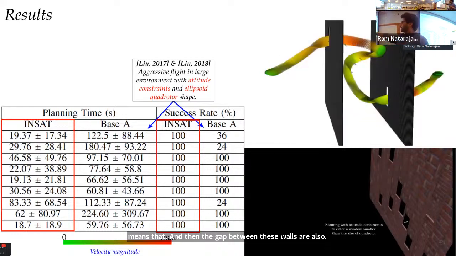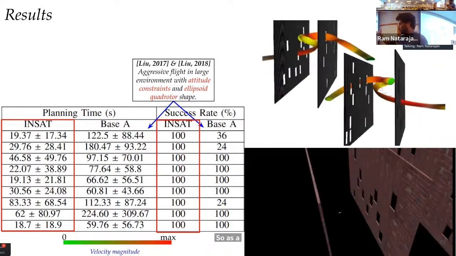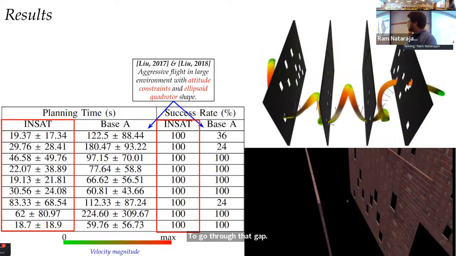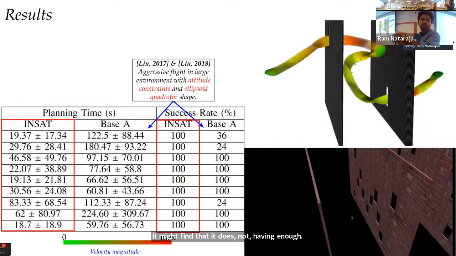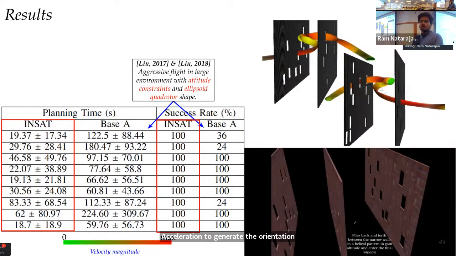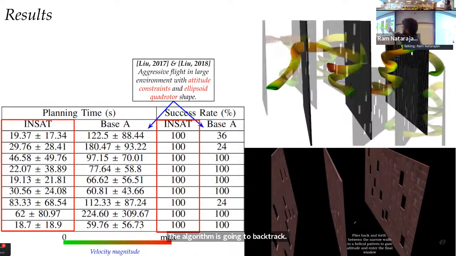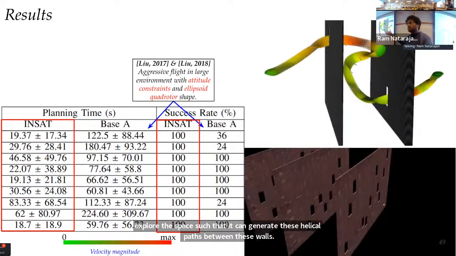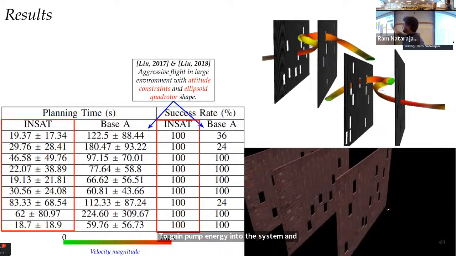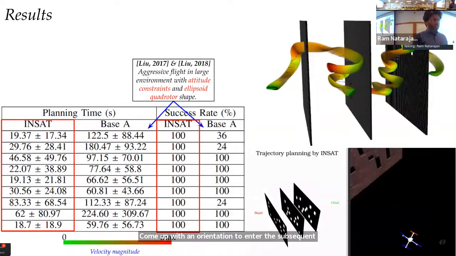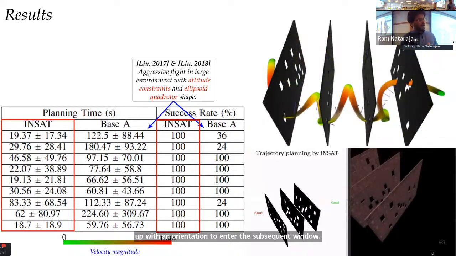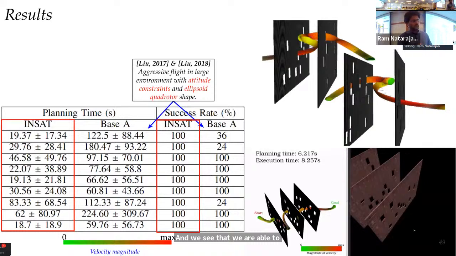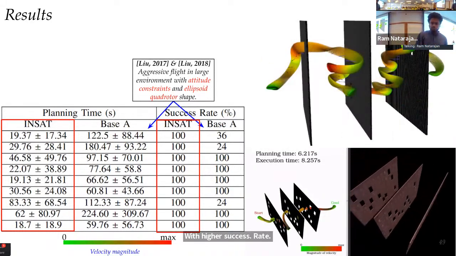as the search, for example, goes close to the window to go through that gap, it might find that it does not have enough acceleration to generate that orientation. So the algorithm is going to backtrack and explore the space such that it can generate these helical paths between these walls to pump energy into the system and basically come up with that orientation to enter the subsequent window. We compared it with a baseline that was state of the art at the time. And we see that we are able to plan faster with higher success rate. And you get these global motions.